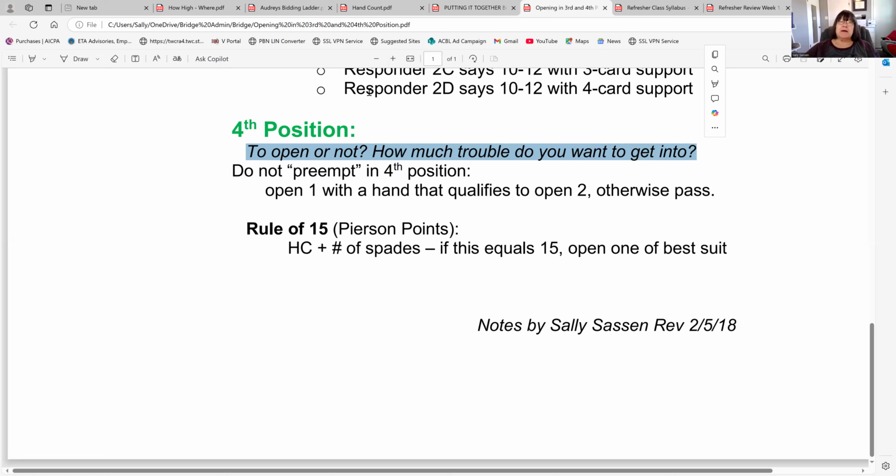Well, the first thing to think about is do not preempt in fourth position. If it goes pass, pass, pass, and you have a hand that you would have bid 3 clubs with if you had been in first or second position, you don't preempt in fourth position. The reason is that a preempt, just like we talked about a minute ago in third position, says, I want to knock the opponents out of the bidding. I want to make it hard for them to bid. Well, if they've passed and you're in fourth position, they already haven't bid. You're not knocking them out of anything. So don't make it hard for yourself. Don't preempt in fourth position.